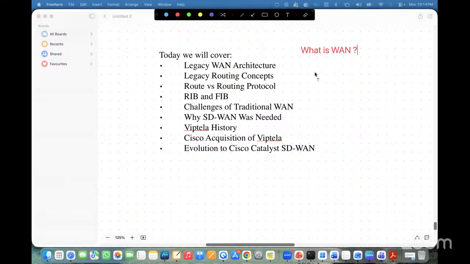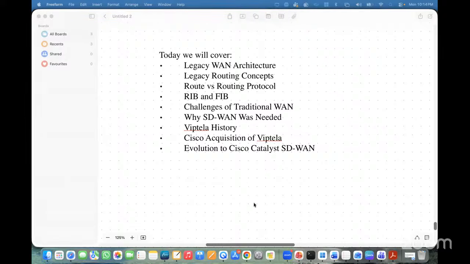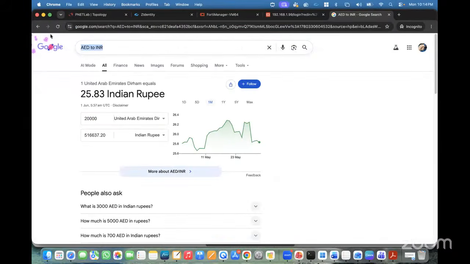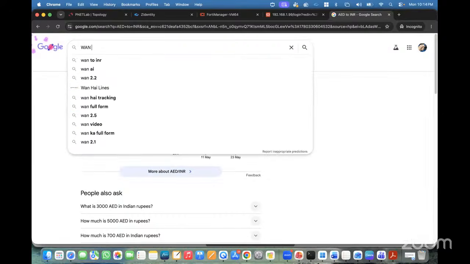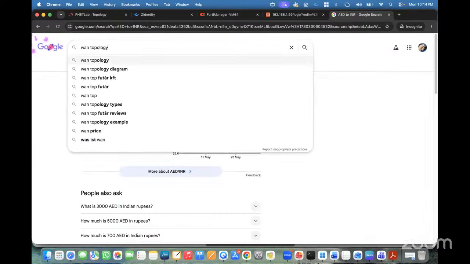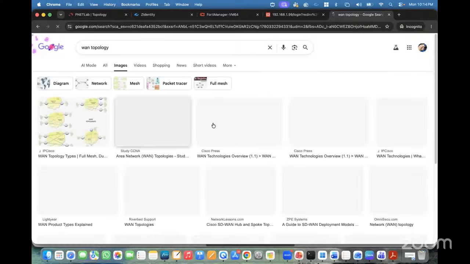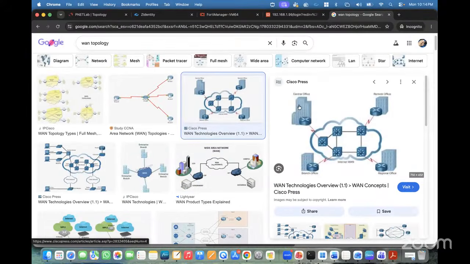For the WAN, take an example. Let's suppose your head office is in Delhi, with branch offices in Mumbai, Bangalore, Hyderabad, and Singapore. If you want to connect all these locations, then you are going to need a WAN. If you search for WAN topology, you will find multiple locations connected together: central office, remote office, branch office, regional office. All these offices can only communicate with each other if you have the WAN.